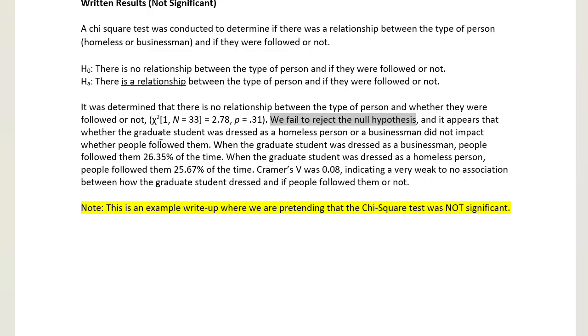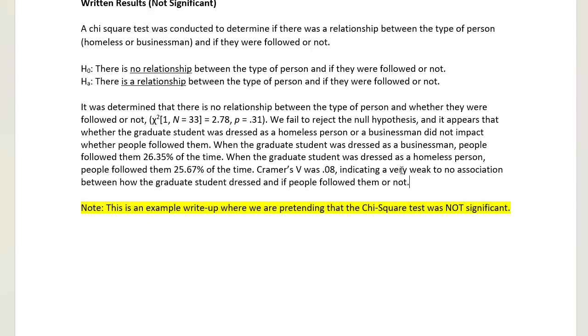It appears that whether the graduate student was dressed as a homeless person or a businessman did not impact whether people followed them. When the graduate student was dressed as a businessman, people followed them 26.35% of the time. When the graduate student was dressed as a homeless person, people followed them 25.67% of the time. Cramer's V was 0.08. Oh, no leading zeros. Indicating a very weak to no association between how the graduate student dressed and if people followed them or not.